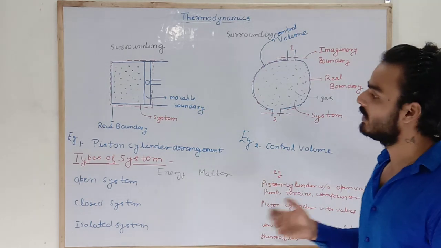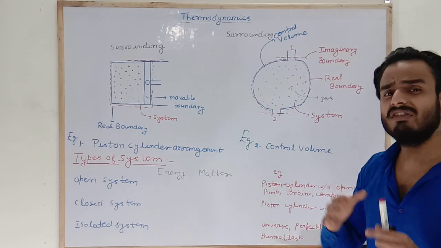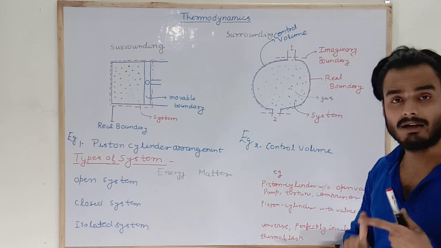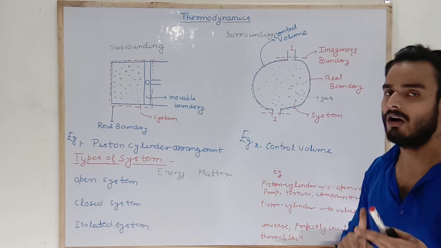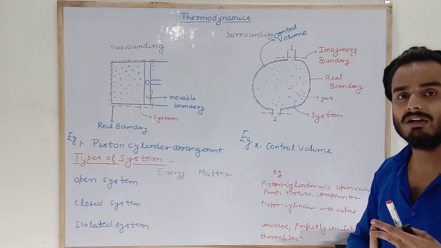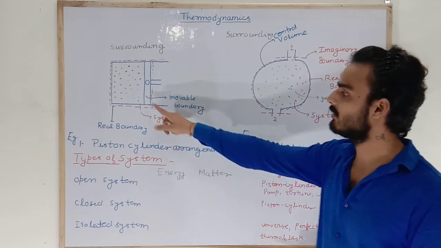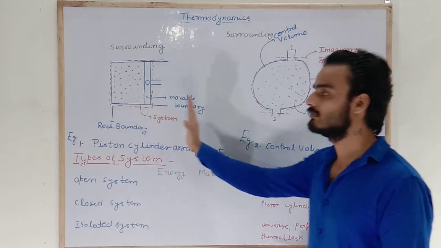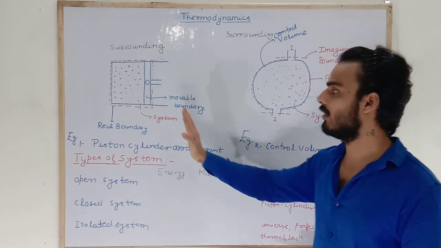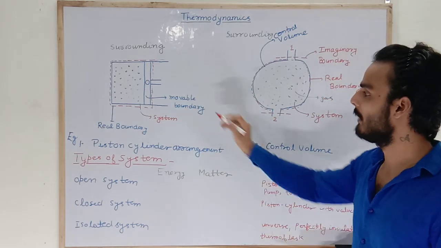Now we will talk about the boundary. The boundary is what separates the system from the surroundings. The boundary can be real, imaginary, fixed or movable. In example 1, this piston can move forward and backward, so this is a movable boundary because it can move.